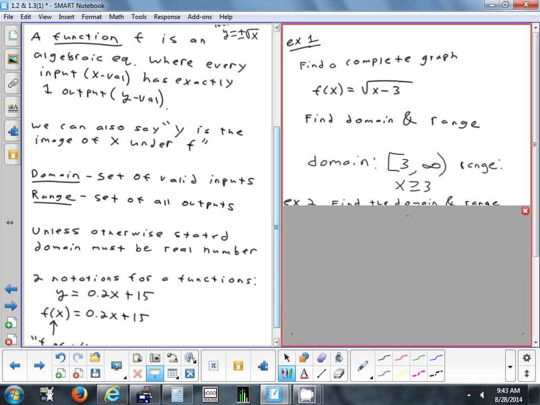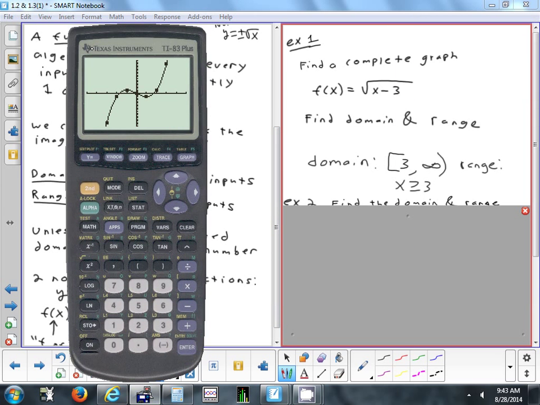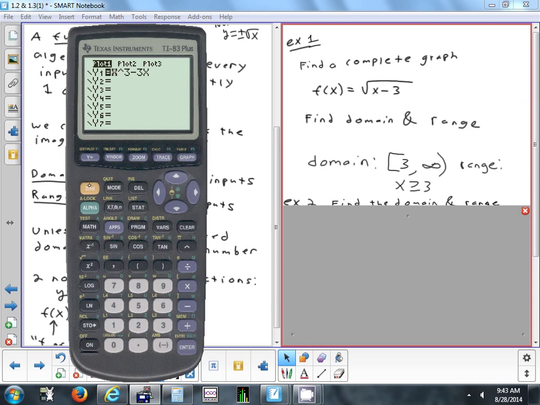Okay, let's take a look at the range. So square root of x minus 3. I'm going to turn my scatter plot off because I don't need that anymore. Start with zoom 6. What does it look like with the range? What's the lowest value that it ever hits on the y-axis? Oh, Nick? 0. Yeah, 0. It starts right on the x-axis. Okay, that's 0 on the y.